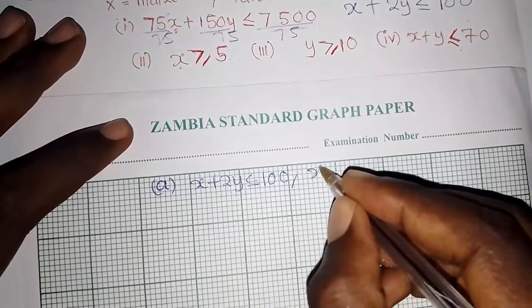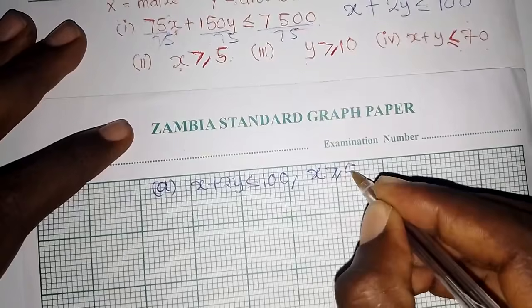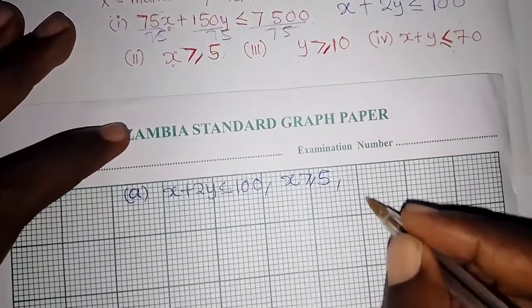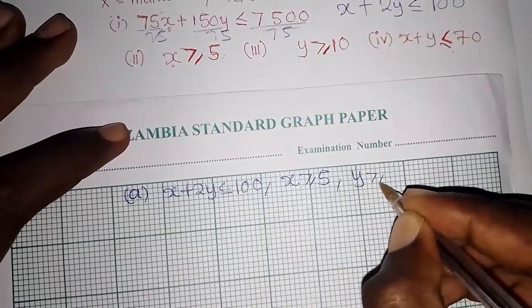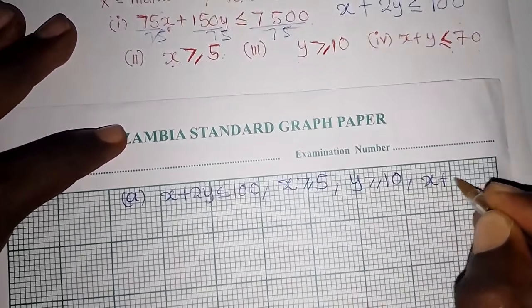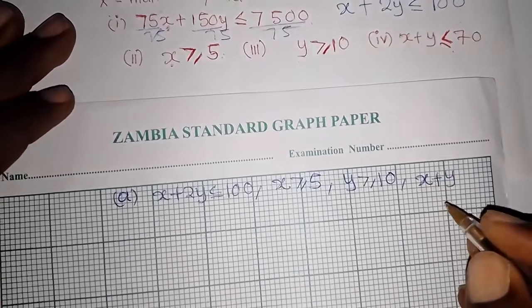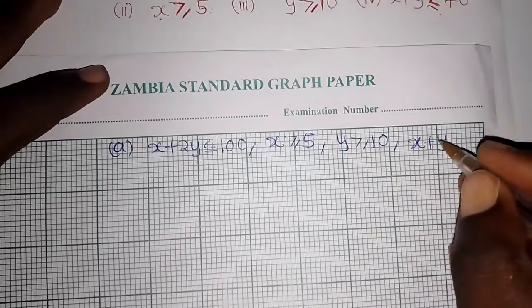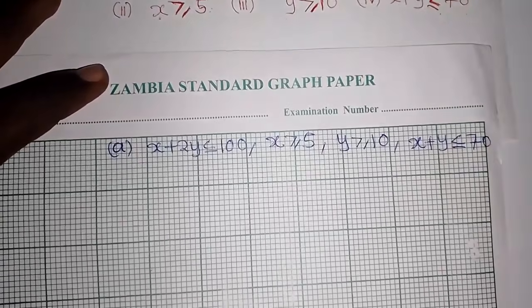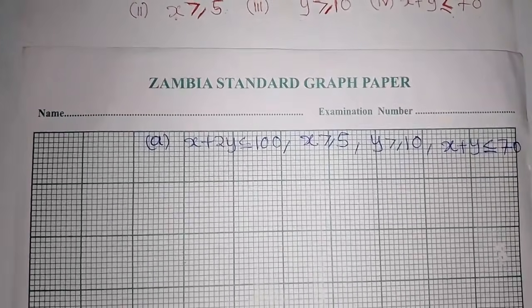So I've got x greater than or equal to 5. That's the inequality. I say comma. Which other one? I've got y greater than or equal to 10. Which other one? x plus y. Have you seen? This is how you are supposed to write them: x plus y less than or equal to 70. These are the inequalities you are supposed to do.